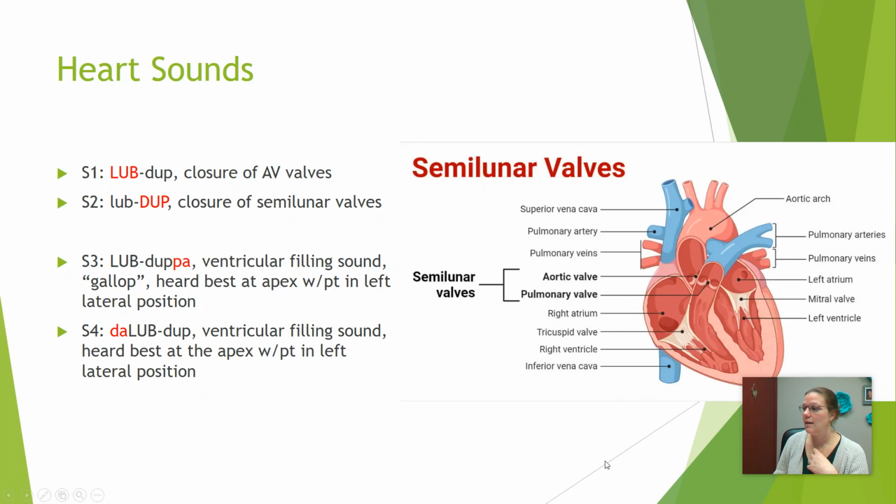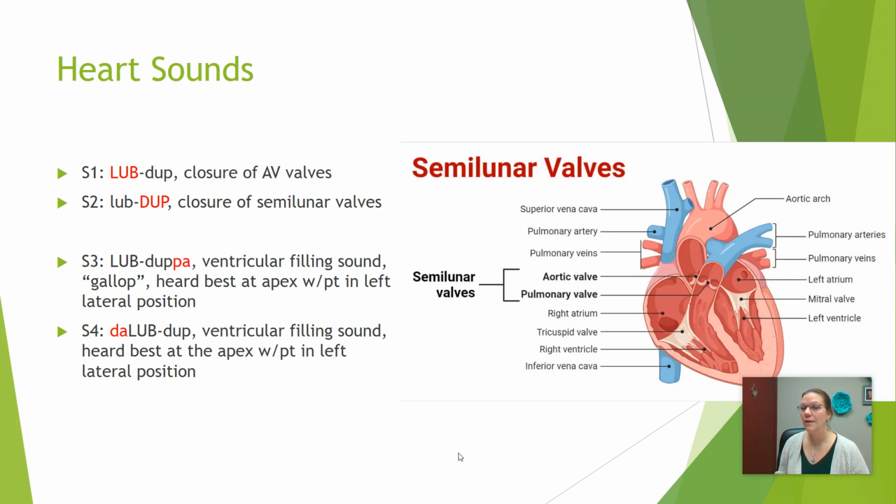So what are the heart sounds? S1 is a lub dub. It's the closure of the AV valves, and it's the first part, the lub. Then S2 is the dub. It's the closure of the semilunar valves. So I have a picture here that shows you your semilunar valves are the aortic valve and the pulmonic valve, okay? So that's the S2 when those two valves close.